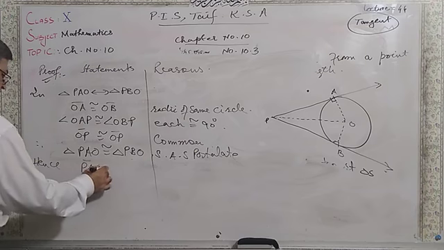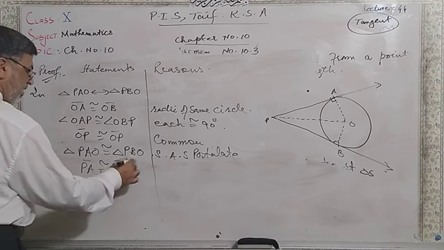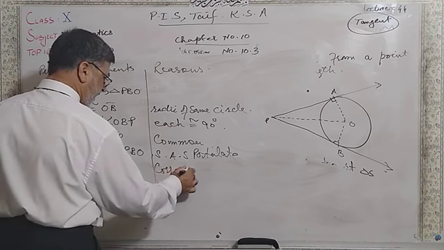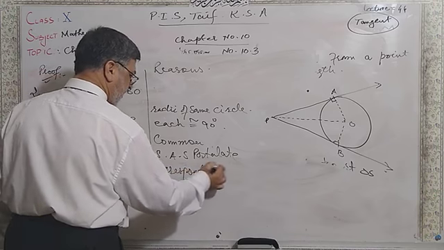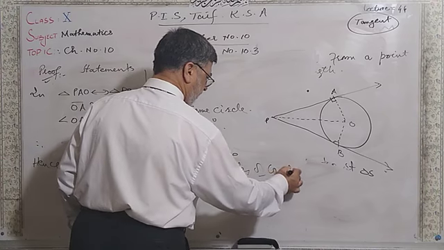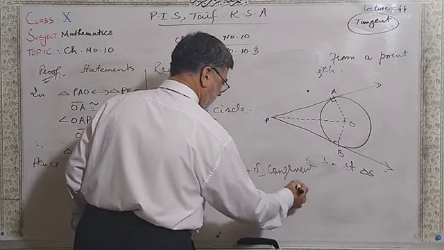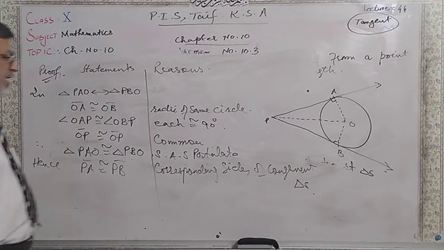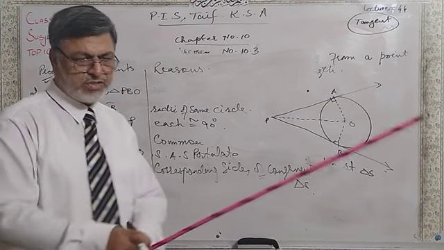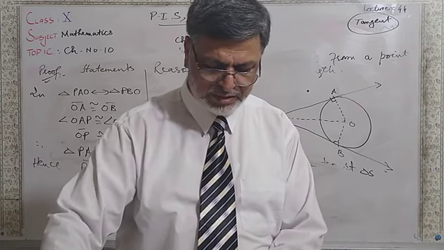Hence, PA is congruent to PB, corresponding sides of congruent triangles. This is the proof of theorem number 10.3.